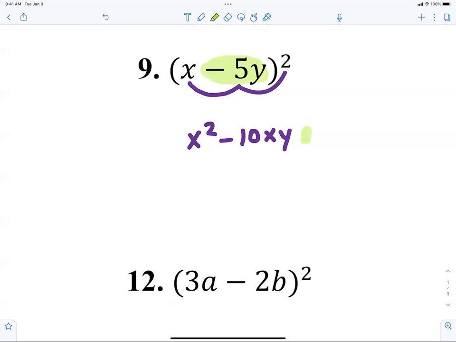Positive 25 what? Positive 25y what? Squared. Positive 25y squared. Now, like I said, I really can't help you. That is simply just a pattern. Every single time it works.